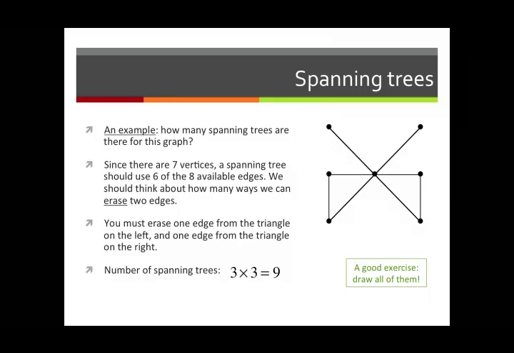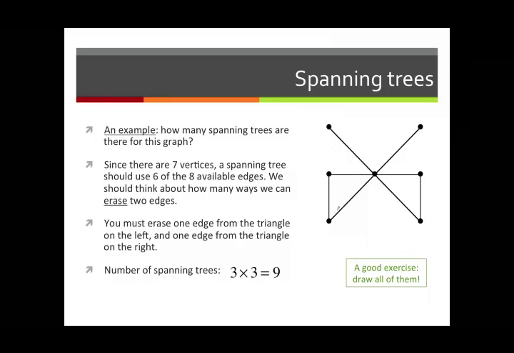To say it another way, it may seem simpler to think about it this other way. We have 8 edges. We want 6. That means we need to erase 2. So if you're trying to figure out how many spanning trees there are here, you need to ask yourself, how many ways can I erase 2 of those edges so that what I have left is a tree?